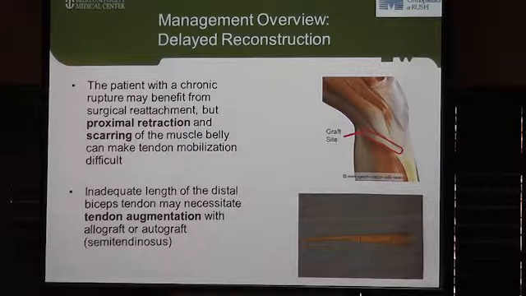Here's a series of slides demonstrating the harvest site. You can take a semitendinosus graft from someone's knee through a 3 or 4 centimeter incision, so it's pretty cosmetic. And then this is an example of an allograft. We use the semitendinosus tendon because it roughly approximates the size, shape, and length of the distal biceps tendon.